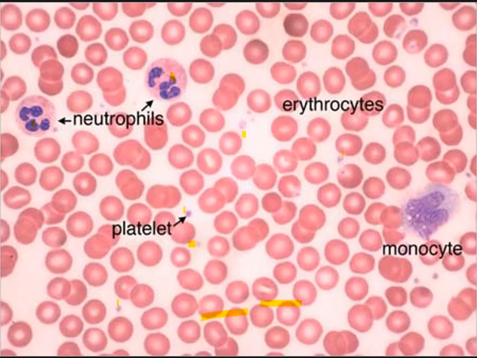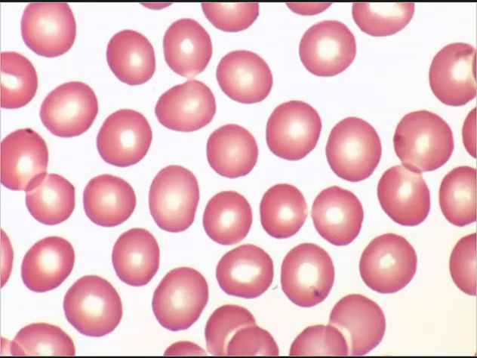Usually medtechs confuse monocyte and lymphocyte, but what you should look for in monocytes is the whitish part here. They have lobes and vacuolations.